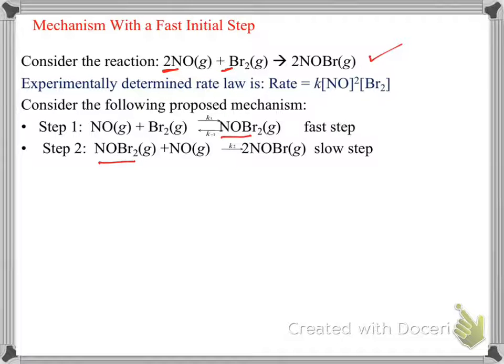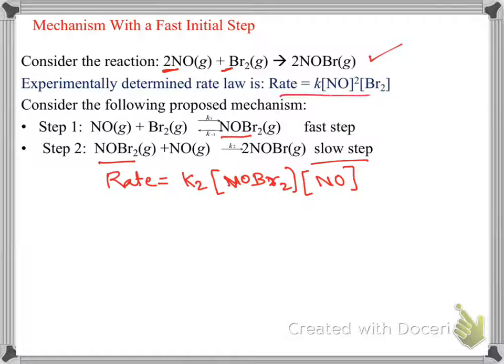So that means if there is an intermediate, it appears and then disappears. Our slow step is the rate determining step. So if I write down my rate based on this, it is k2 times [NOBr2] times [NO]. That's not my experimentally found rate. I have to get rid of this NOBr2 because that's an intermediate that cannot be in my final rate law.